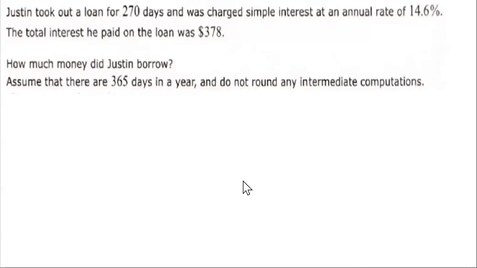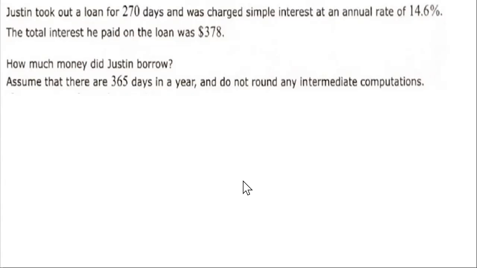Okay, so let's go through this problem. It says Justin took out a loan for 270 days and was charged simple interest at an annual rate of 14.6%. The total interest he paid on the loan was $378. How much money did Justin borrow? Assume that there are 365 days in a year and do not round any intermediate computations.